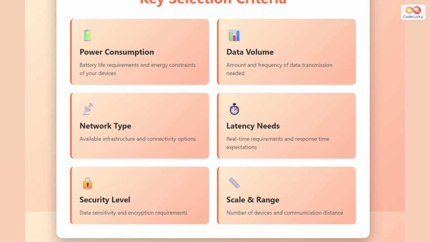When selecting an IoT protocol, several key criteria must be considered. Power consumption affects battery life and energy constraints of your devices. Data volume includes both the amount and frequency of transmission needed. Network type refers to your available infrastructure and connectivity options. Latency needs determine real-time requirements and acceptable response times. Security level depends on data sensitivity and encryption requirements. Finally, scale and range consider the number of devices and communication distance. All these factors work together to guide your protocol choice.